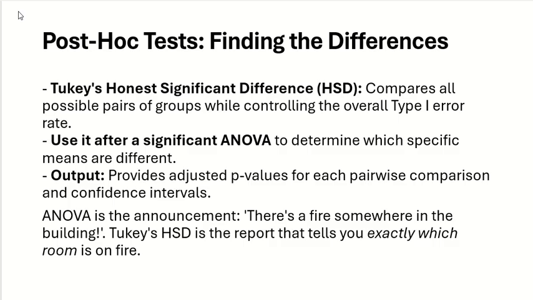So there is the phrase here that ANOVA tells you that there is a problem. Tukey's test tells you where the problem is. So ANOVA says there is a fire somewhere, a room has very high temperature. But Tukey's test will tell you which room exactly.